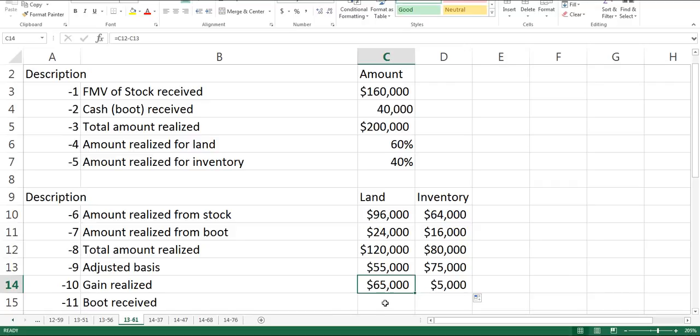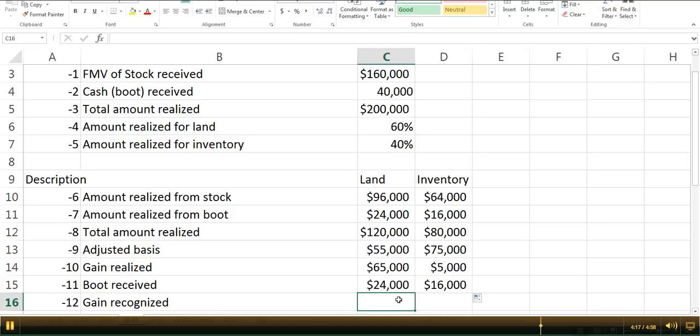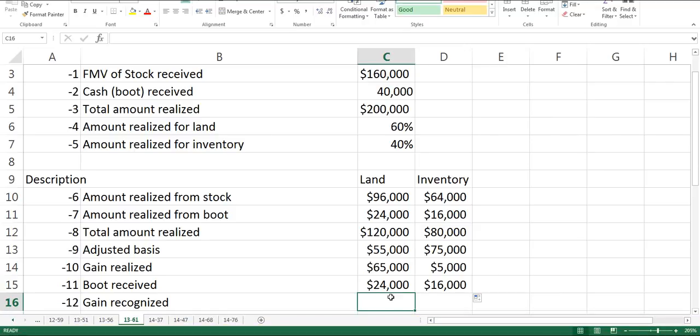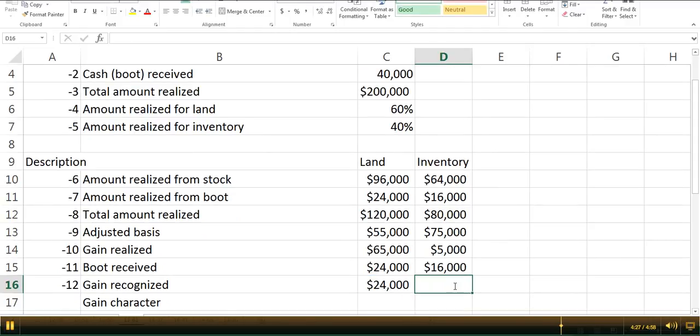And the boot received, I have $24,000 and $16,000. So now what I'm going to do is take the lesser of the gain realized or the boot received. So because of that, I'll take this one here.